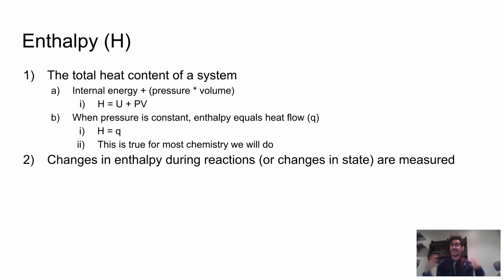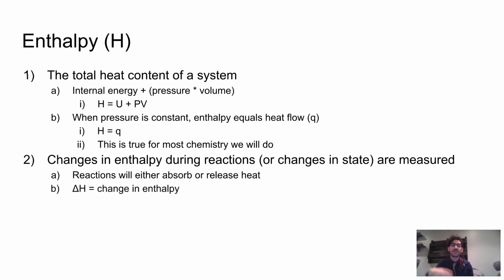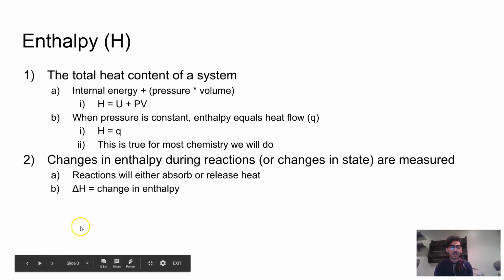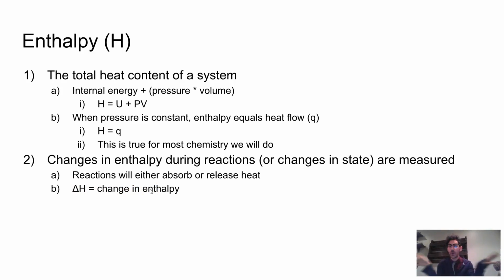And we only really look at changes in enthalpy. We don't really measure the direct heat in a system. We look at the flow, the movement of heat. So reactions will either absorb heat into them, or they will release heat during the reaction. And so delta H is what we're really going to look at the majority of the time when we talk about enthalpy. And that's the change in enthalpy, or how heat has flowed or moved about during a reaction.